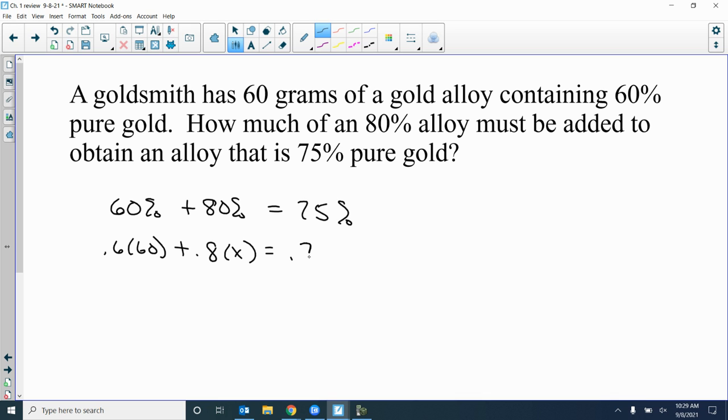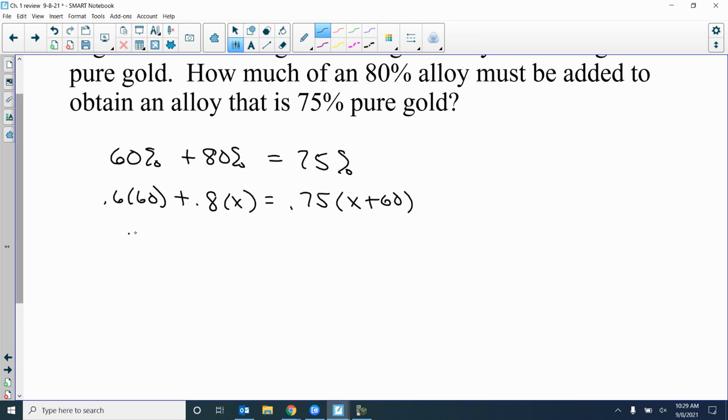The last one is going to be 0.75. What's the amount? X plus 60, you've got to add those two together. So make sure it's parentheses X plus 60. Now, if you get that, you should be good. Now we can solve it. 0.6 times 60 is 36, plus 0.8X equals 0.75 times (X plus 60), which is 0.75X plus 45.